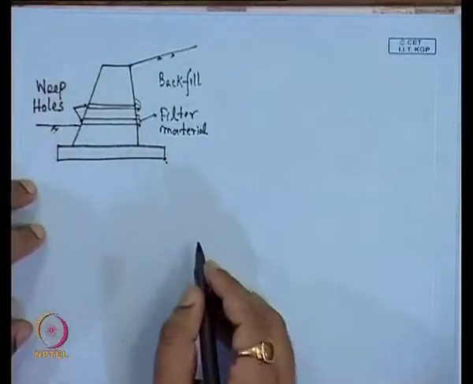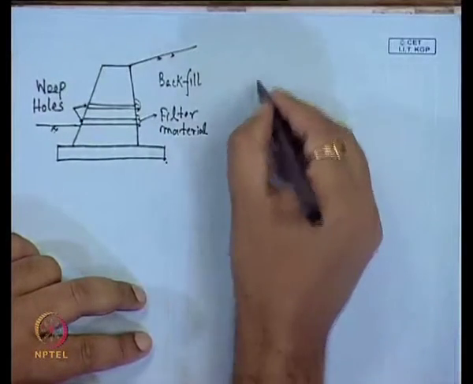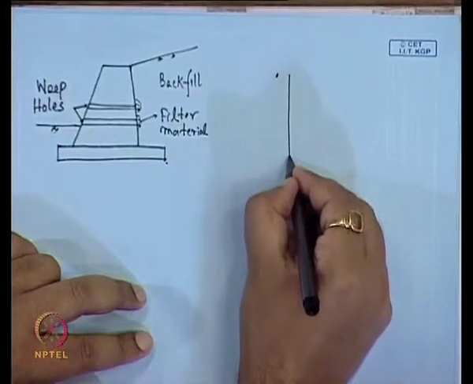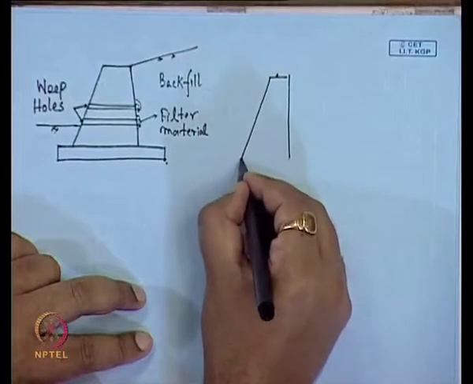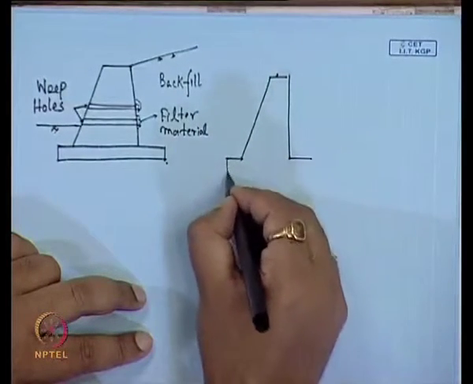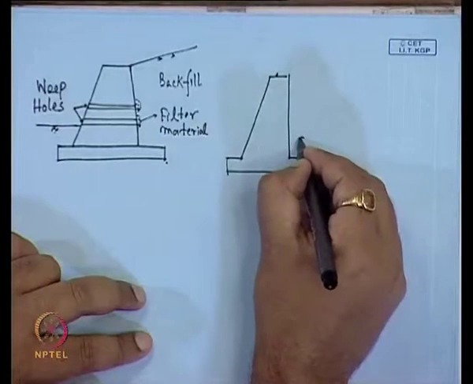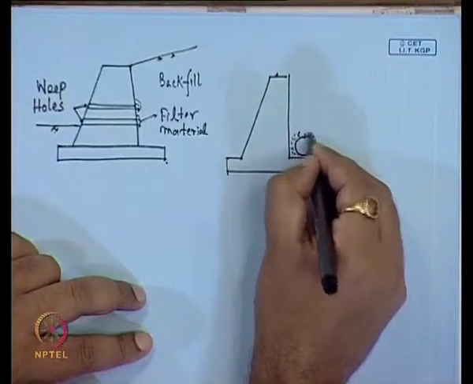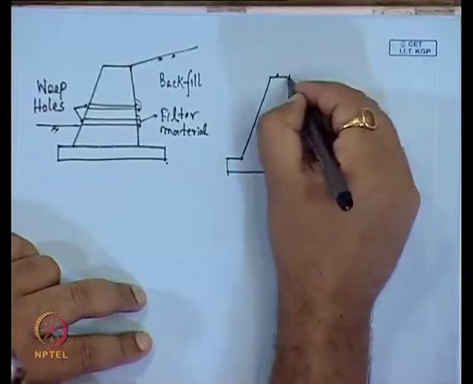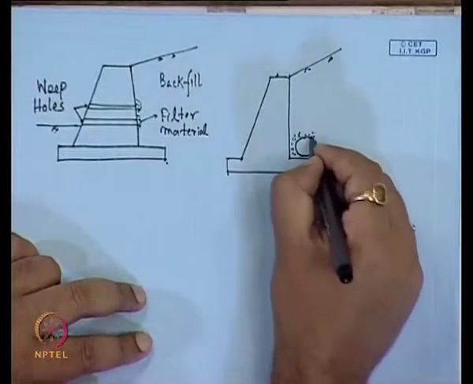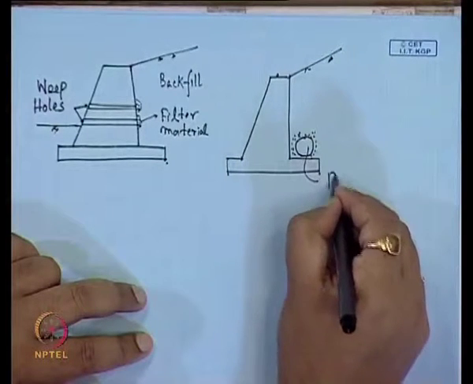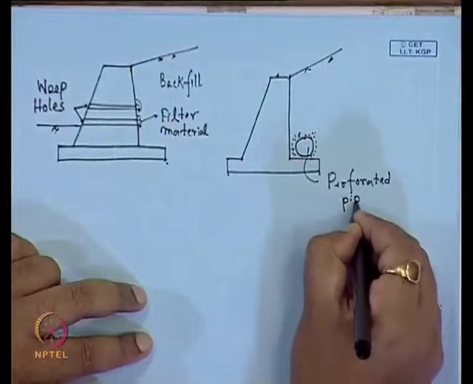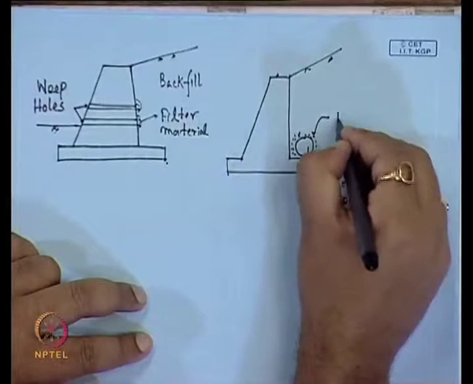Another option is a different type of drainage. Suppose this is a retaining wall. We can provide a perforated pipe here with filter material surrounding it, so that water can collect here and pass through the retaining structure. So, that is our perforated pipe, and this is filter material.